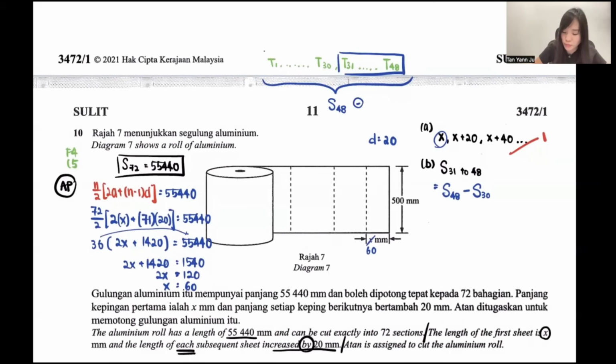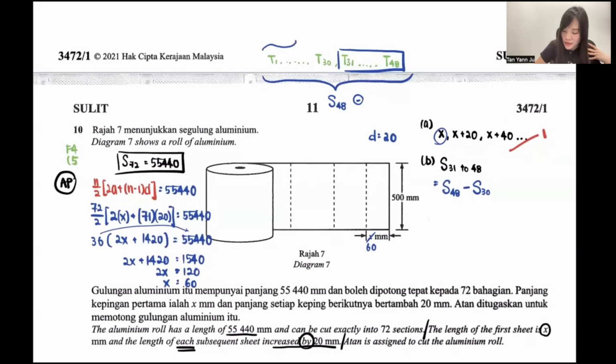Then a lot of students like to minus S31. You cannot minus S31, guys, because if you minus S31, you will minus off T31. Then you will start from T32. I don't want to start from T32, I want to start from T31, right? So that's why remember, you want the person who is 31st. You don't want whoever is in front of 31. Then in front of 31 got how many people? Yes, got 30 people. That's why it's S48 minus S30.